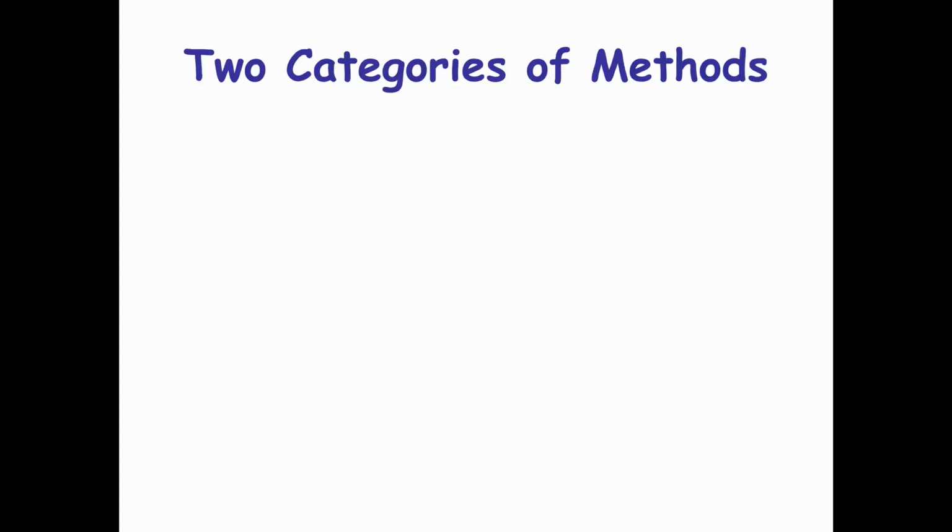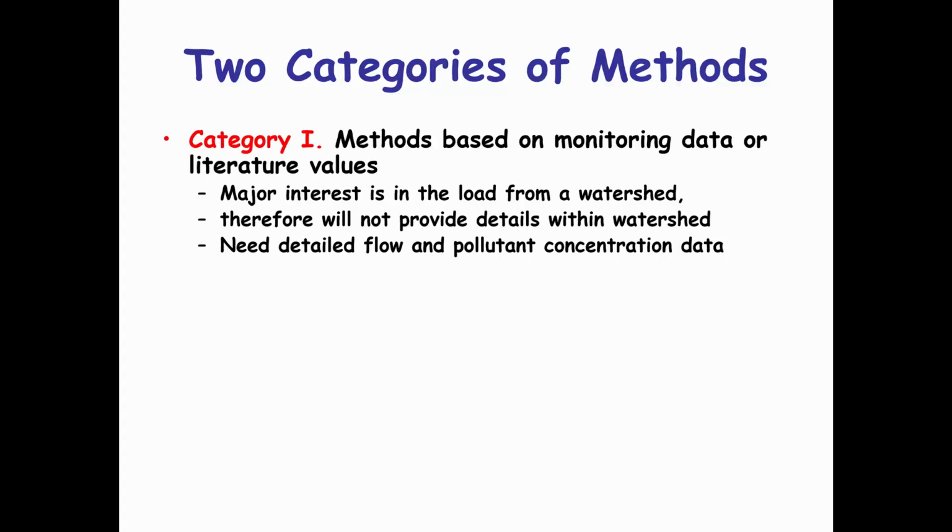So there are these two categories of methods, and this immediate slide presentation is going to cover the first of the two categories. But first I'll define what the categories are. Category 1 methods are methods that are based on monitoring data or based on information you gain from the literature. So here the major interest is in the load of a particular constituent from a watershed. And generally these methods will not provide details of what's going on within the watershed.